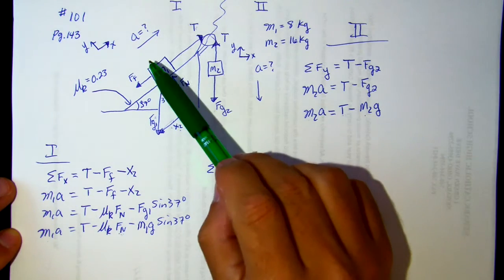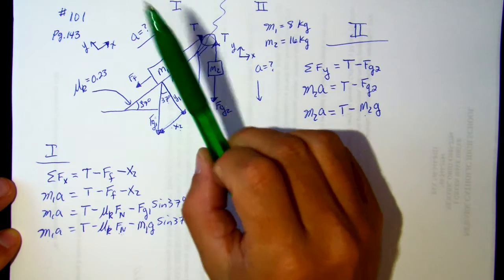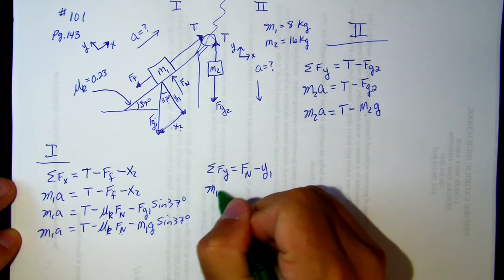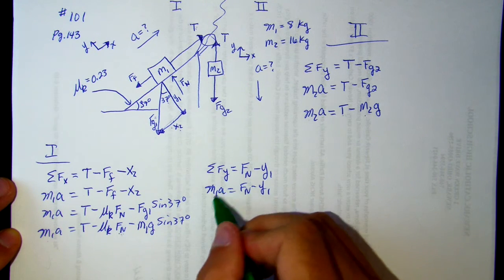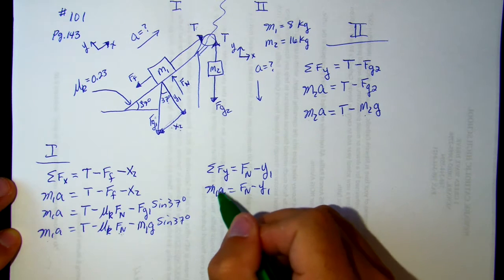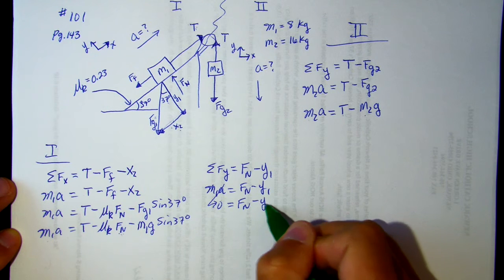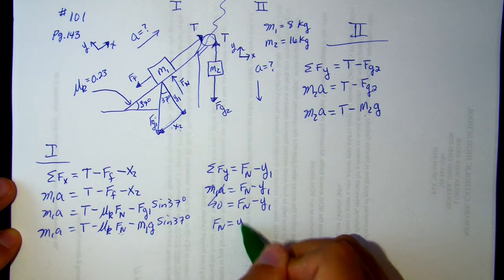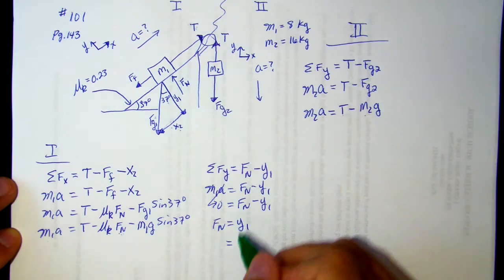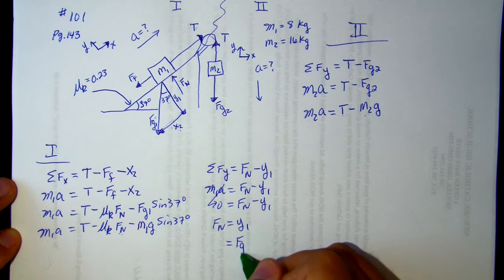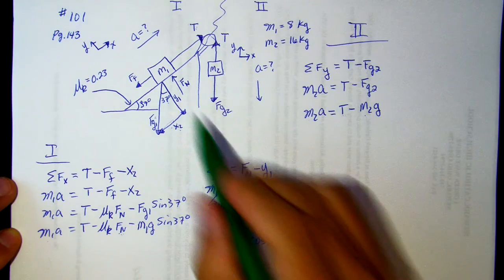Now, is the block accelerating through the surface or accelerating off the surface? No. So that means m1a equals Fn minus Fy1. But in this case, acceleration in the y direction is 0, so m1 times 0 is just 0. And so then Fn equals Fy1. And we do the same trig, and we get that Fg1 cosine of 37 degrees is equal to Fy1.